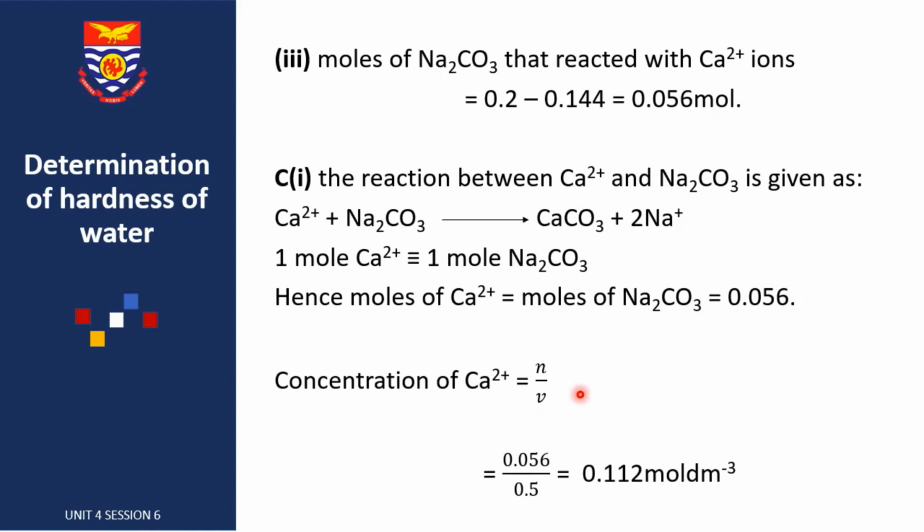If we know the moles, then we can find the concentration. The relation is amount over volume, or C is equal to N over V. We know the N, the number of moles here, and then the volume was 500 cubic centimeters. We convert into decimeters, and that gives us 0.5 cubic decimeters, and this division gives us 0.112 moles per decimeter cubed. So this is the concentration of the calcium ions.